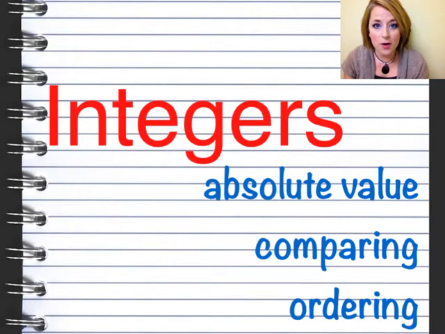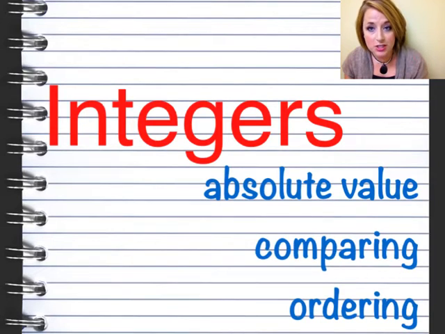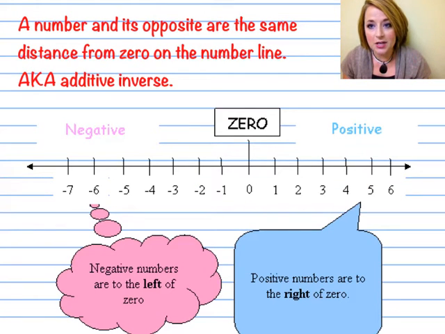With this video, we're going to be looking at integers. Specifically, we're going to be seeing what absolute value means, what to do to compare integers, and what you have to do when ordering integers. Here's a number line. This should not be new to you. You looked at this last year.